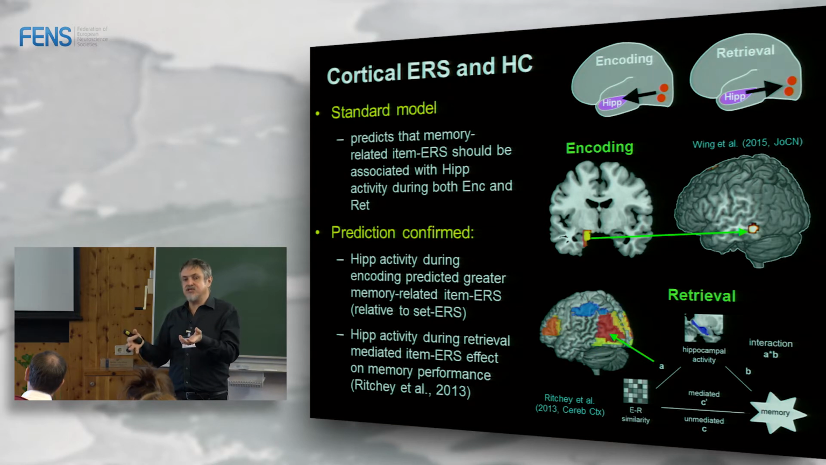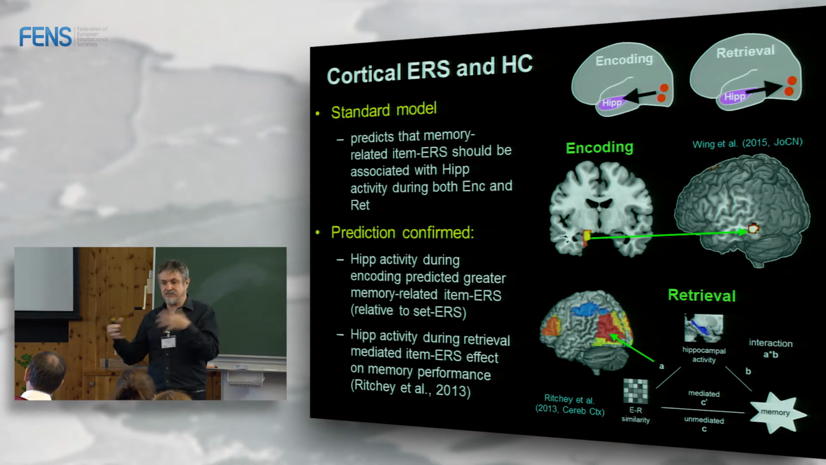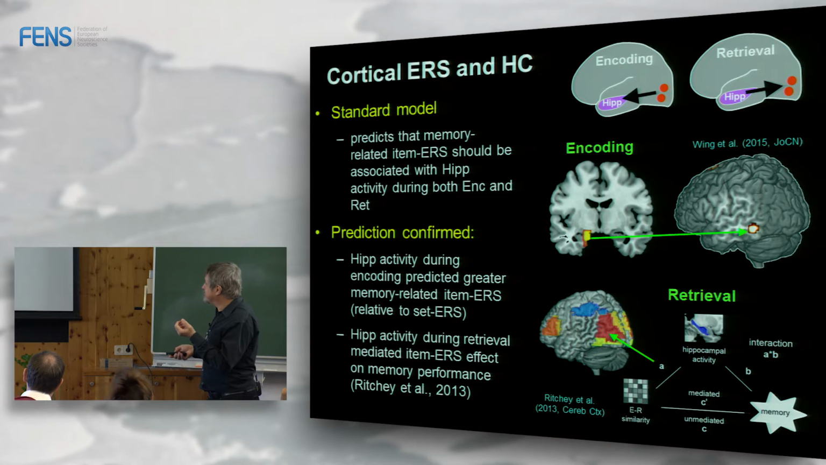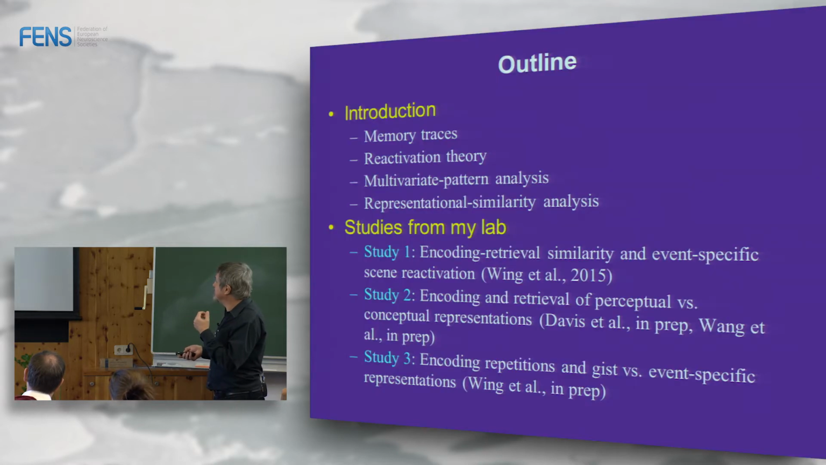It will be interesting, and we are thinking of doing that, to look at implicit memory, because I expect that for implicit memory, cortical similarity may be able to produce priming even if the hippocampus is not activated, because that's a match with a cortical representation independently of the medial temporal lobe.